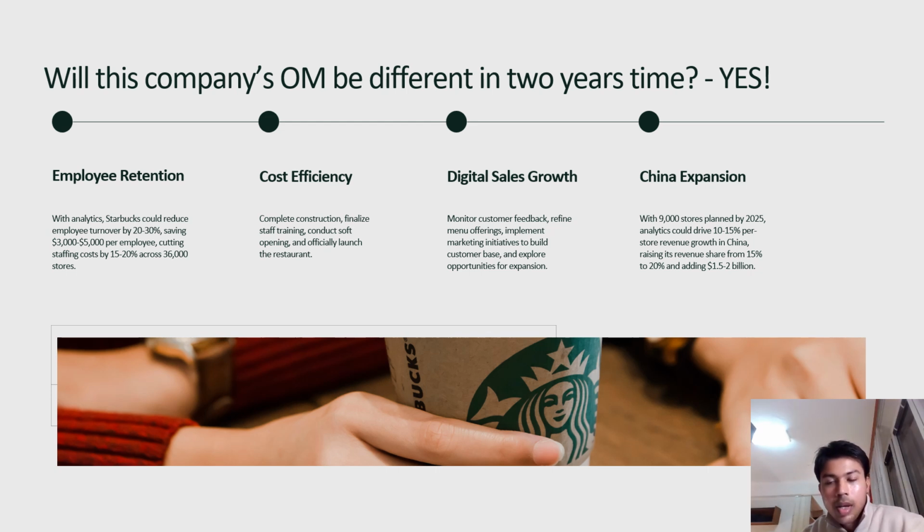China expansion. With 9,000 stores planned by 2025, analytics could drive 10 to 15% per store revenue growth in China, raising its revenue share from 15% to 20% and adding 1.5 to $2 billion.